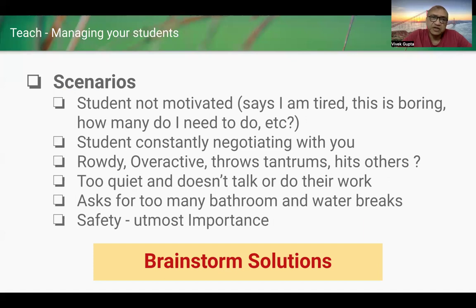Some students are too quiet. You do whatever you want to do, they're just not going to talk. So how are you going to address them? What are you going to do to really motivate them so they don't remain quiet, right? So that you can engage with them. So what techniques would you use? So think about that.